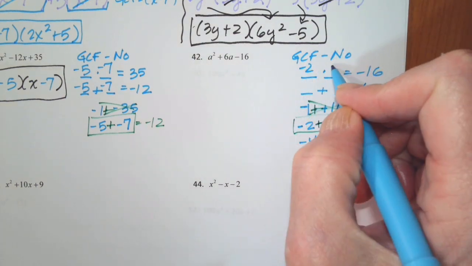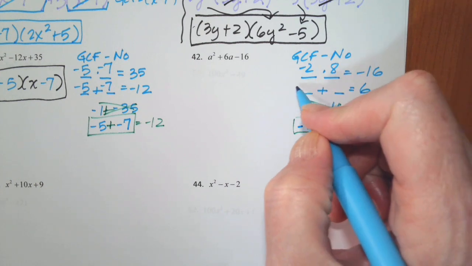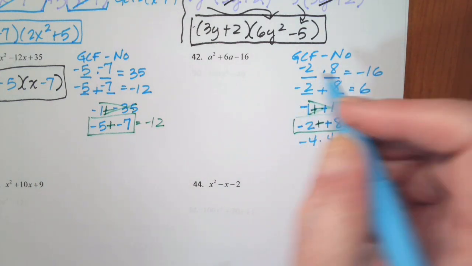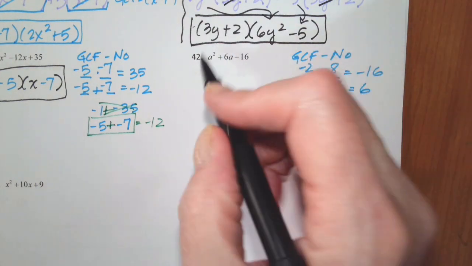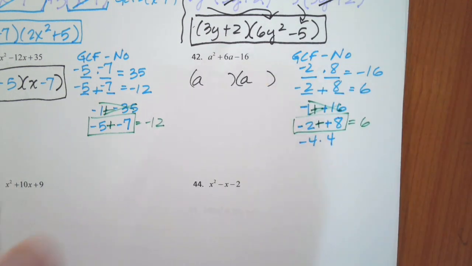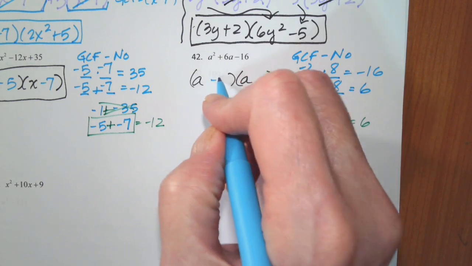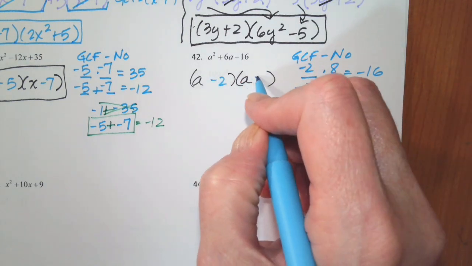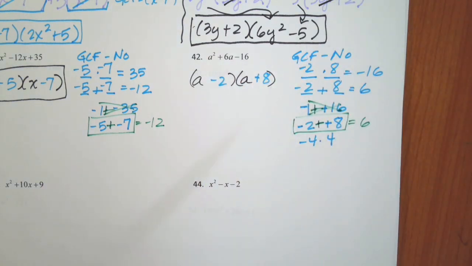So negative 2 times 8 is negative 16. Negative 2 plus 8 is 6. So I know this factors into a, and minus 2, and plus 8. And that's my answer.